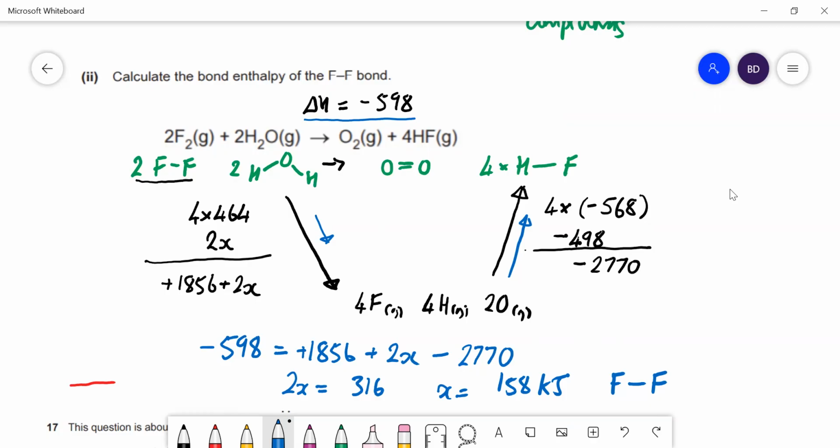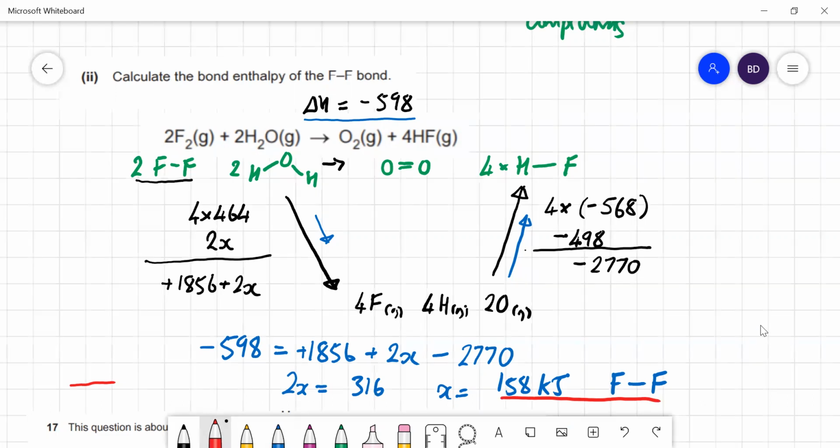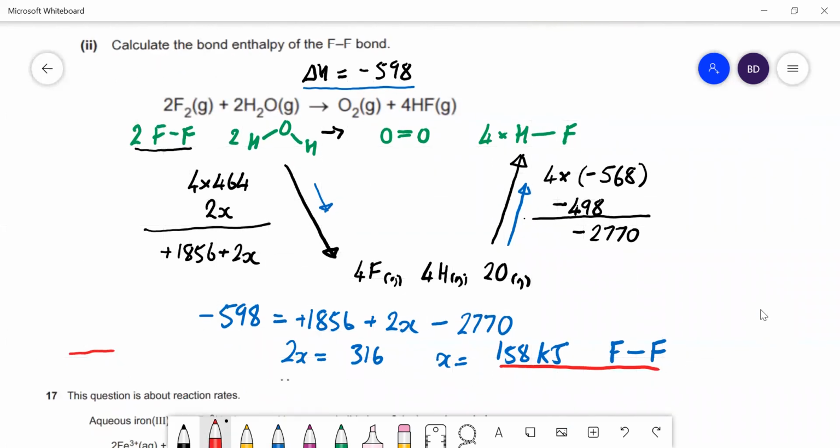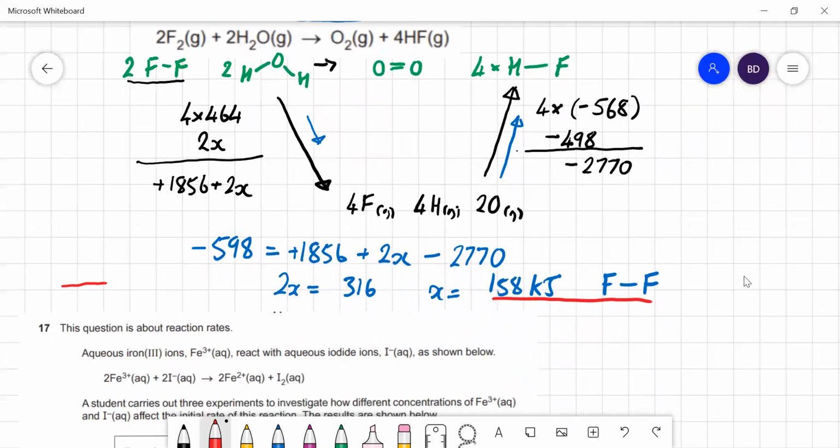Okay, so that question is done. So there is the bond enthalpy there, 158 kilojoules per mole. It's very easy to make mistakes in those sort of calculations. So do write a lot of it down like I've done, because if you make a mistake and your working's not clear, then it's very hard for them to give you intermediate errors, marks for working out.